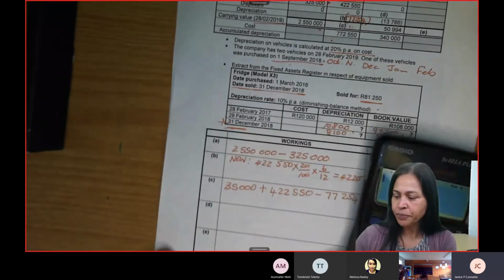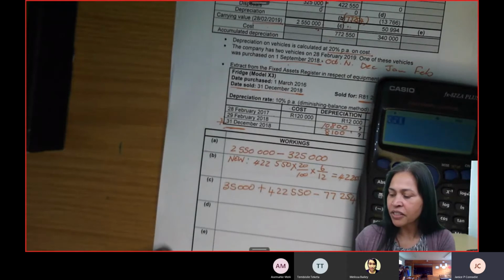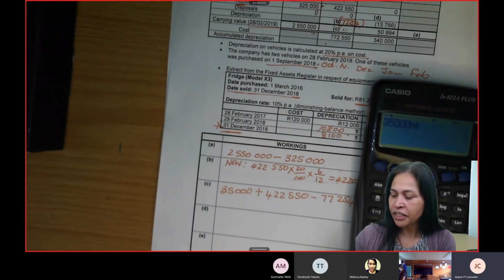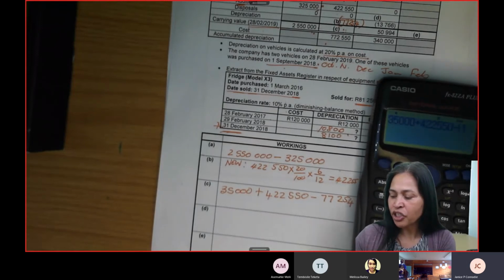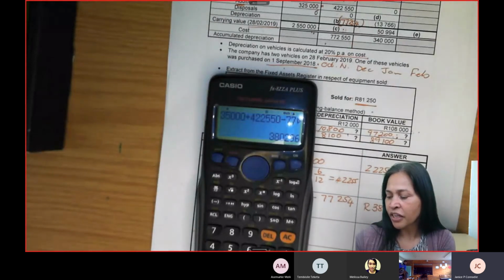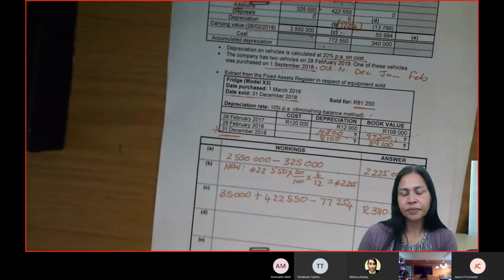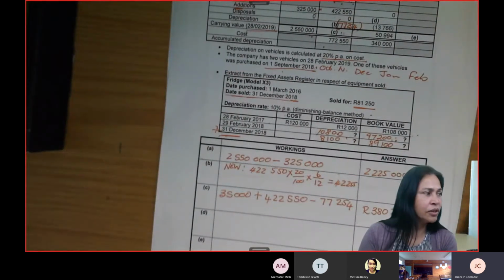So let's have a look. Again, we do all our calculations together. It is the 35,000, so it's carrying value at the beginning of the year, plus additions during the year, minus the depreciation of my vehicles for that specific year. And that gives me a final answer of 380,296. Any questions on that one?